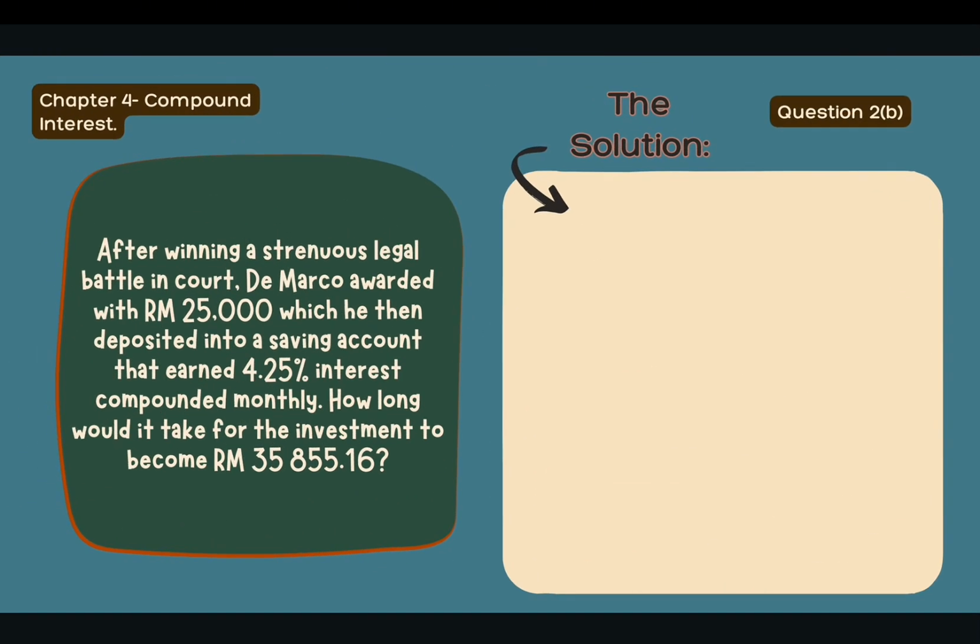Question 2B. After winning a strenuous legal battle in court, Denmark was awarded 25,000 ringgit, which he then deposited into a savings account that earned 4.25% interest compounded monthly. So our P would be 25,000 ringgit, our K would be 4.25%, and our M would be 12.